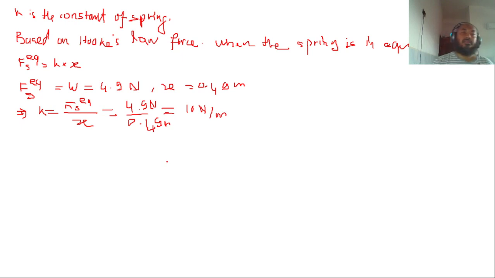So this is the spring force. We got Fs equal to 10y.